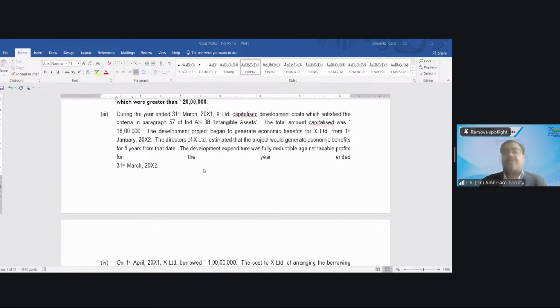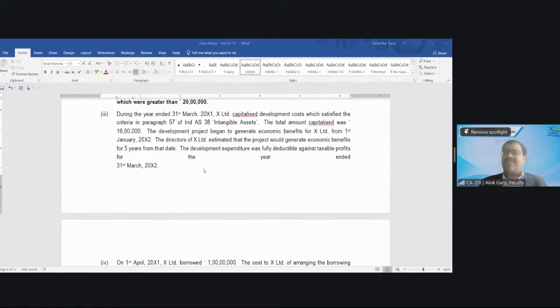Tell me, what is the accounting impact in terms of deferred tax? So friends, first of all, the capitalization value was 16 lakh rupee, right? And we are talking about 31st March 2002. What is the carrying value of the intangible asset on 31st March 2002? 12.8. How come it is 12.8?